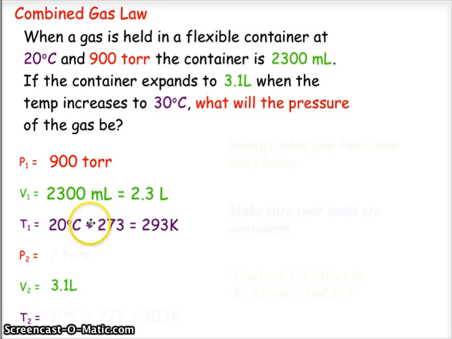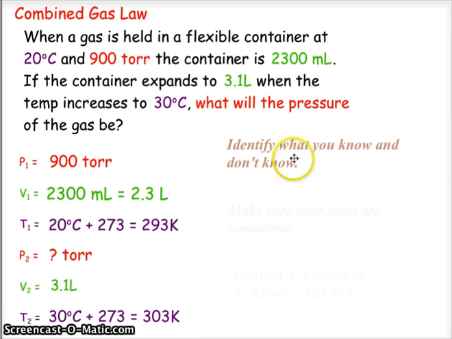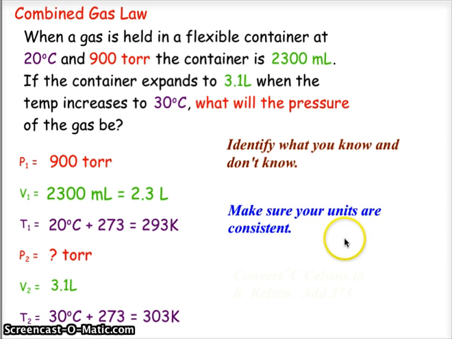Next, we look at the temperature, and our initial temperature is 20 degrees Celsius, and for the gas laws, we must always convert to Kelvin, so this is 293 Kelvin. We are looking for the new pressure, and since we're working in torr originally, we're going to keep that in torr. And then lastly, we have a 30 degrees Celsius final temperature, and that gives us a 303 Kelvin value. So first, we identify what we know and what we don't know. We need to make sure that our units are consistent, and we need to make sure we're always working in Kelvin for the gas laws.